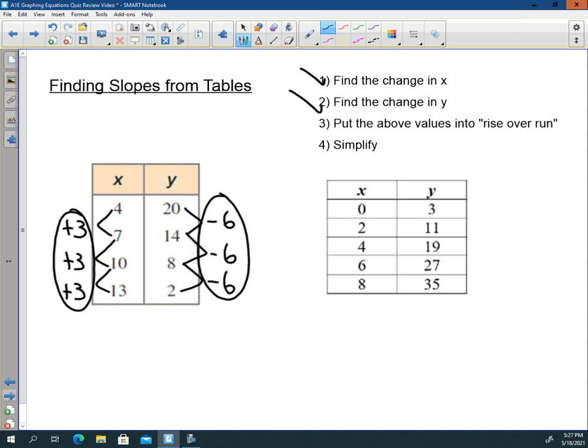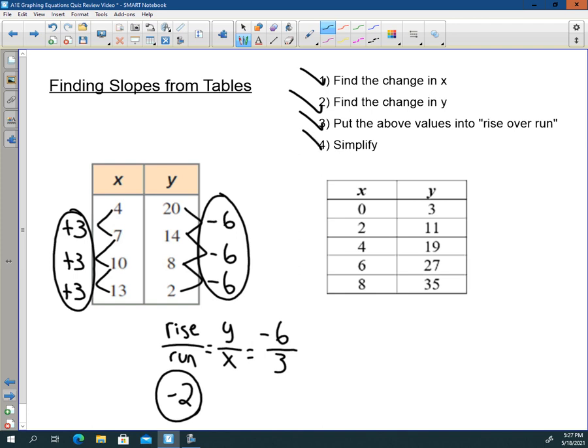So now I'm going to put the above values into rise over run. Rise over run is like the y values, because that's up and down, over the x values. And so what we're going to put is the y values on top, negative 6, over the run values, which is 3. And then we can simplify. Negative 6 divided by 3 is negative 2, and there's your slope. That's the slope of that line. Okay? Now let's do this for the second table.